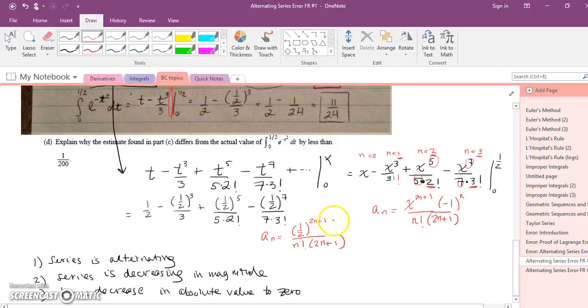Now what I realized is I accidentally forgot the sign changer here. Anytime you have an alternating series, in order to make it alternating, you usually do -1 to the n to make it actually change sign. So that's a very important piece that I forgot right there. Let's go through a checklist.